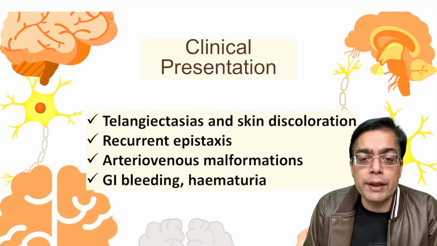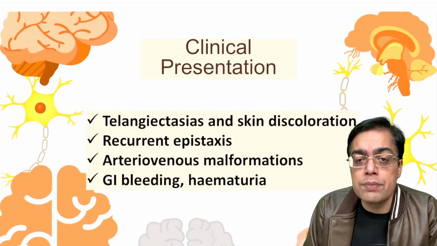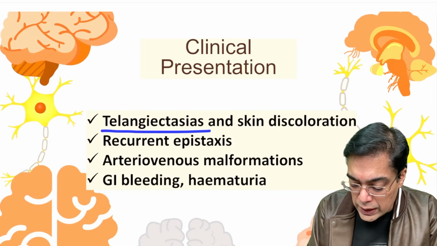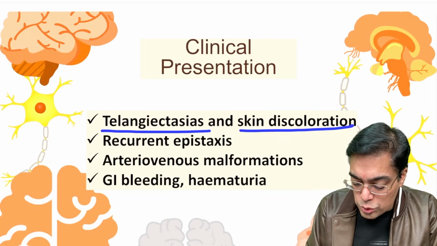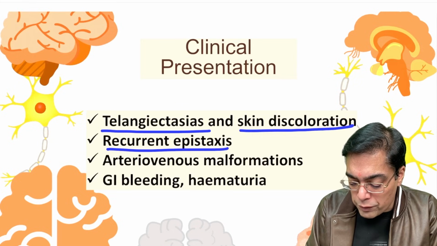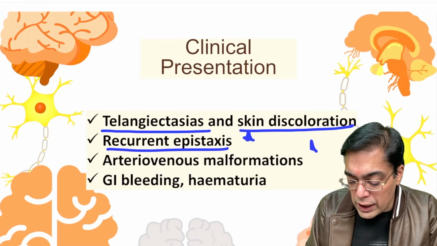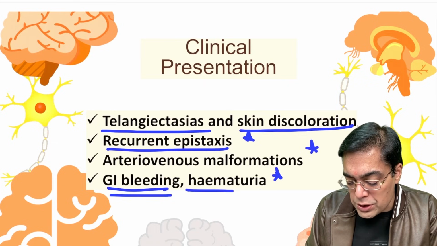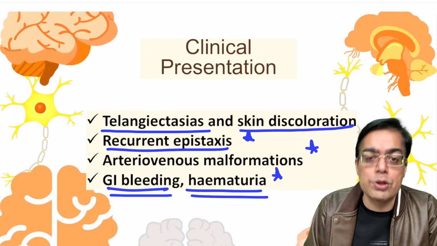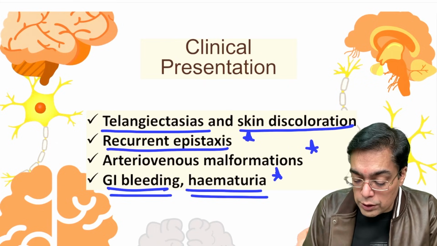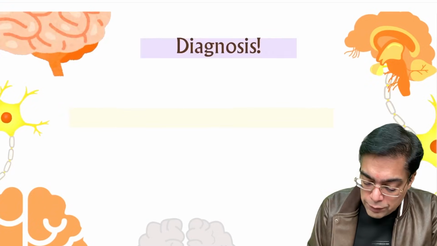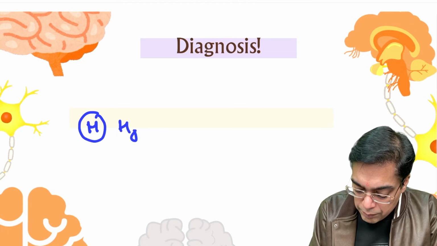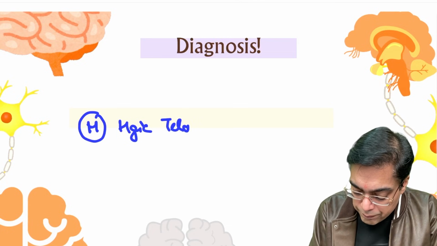Whenever I'm going to be talking about the next presentation, this can confuse you at times. It's a very important distractor. Patient having the presence of telangiectasia and skin discoloration. Patient having recurrent episodes of epistaxis. Patients having an AV malformation, and as an extension of this manifestation, patient having a GI bleed or a hematuria. So when we are talking about this kind of a condition, we are dealing with a patient suffering from what condition? This is classically going to be hereditary hemorrhagic telangiectasia.